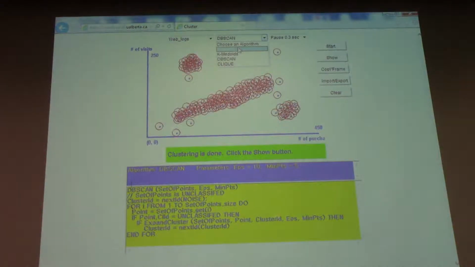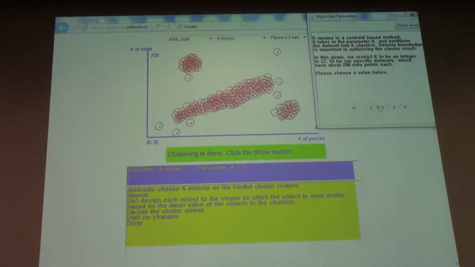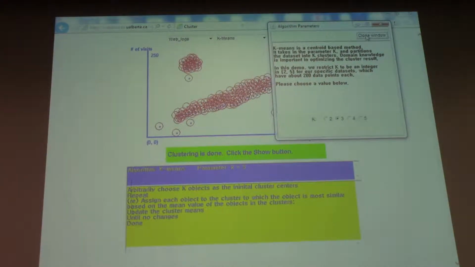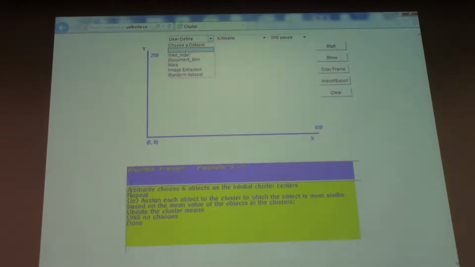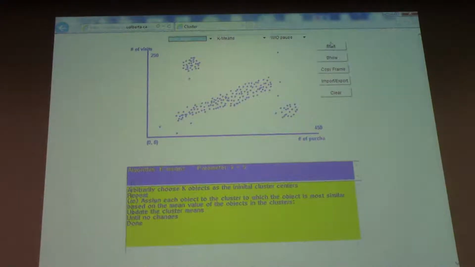What about k-means? Without pause, and clear the data. How many clusters? We found 1, 2, 3 clusters.